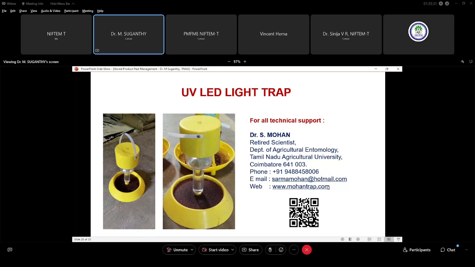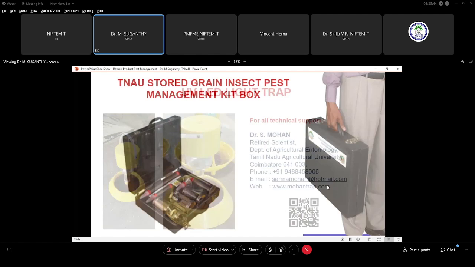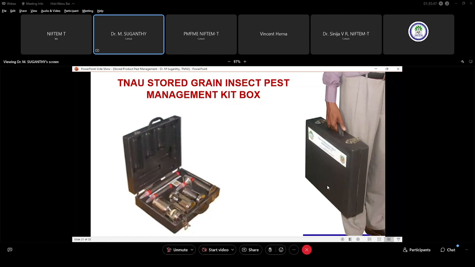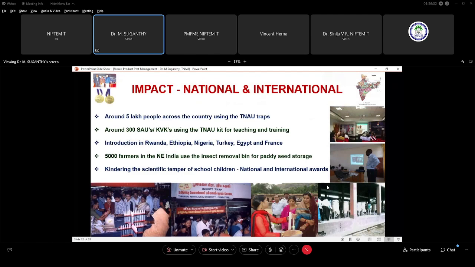Here I have given the details of Dr. S. Mohan. At the end also I have given them; if you want, you can take a screenshot, so that for further guidance on these devices, you can contact Dr. Mohan. He has developed this small kit also. This is called the TNAU Stored Grain Insect Pest Management Kit. It is a small prototype model, mainly used for educating students as well as farmers. This kit has reached several countries also, I can say.